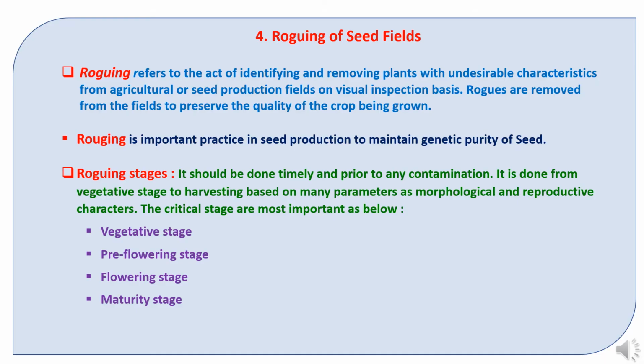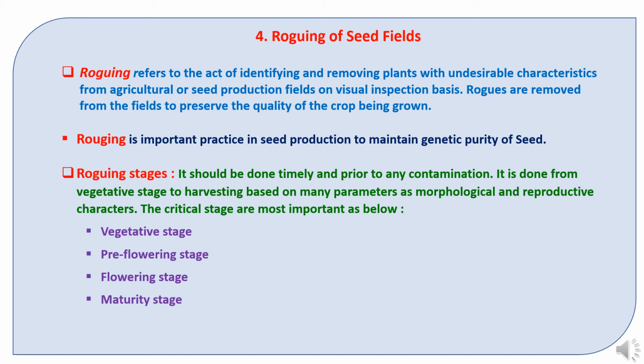The fourth safeguarding measure is rogueing in seed fields. What is rogueing? Rogueing refers to the act of identifying and removing plants with undesirable characteristics from agricultural or seed production fields on a visual inspection basis. Rogue plants are removed from the fields to preserve the quality of the crop being grown. Rogueing is an important practice in seed production to maintain the genetic purity of seed.